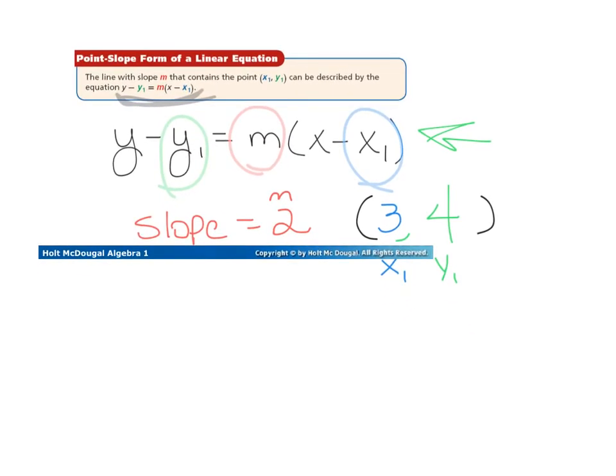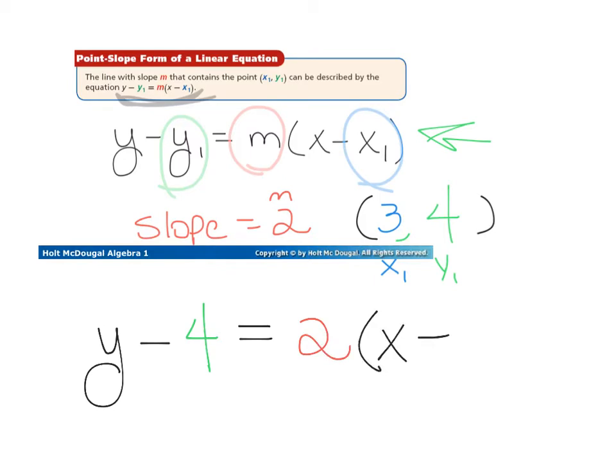So here we go. So y minus, and I'm going to put in the y1, 4, in green, equals, then the slope, which was 2, parentheses are still there. The x and the y don't change. They stay the variables x and y. And then I'm going to put in the 3. And I'm done. So when you're given the slope and an ordered pair, all you're going to do is put in that slope in front of the parentheses and then put the x1 and the y1 in. Good so far?